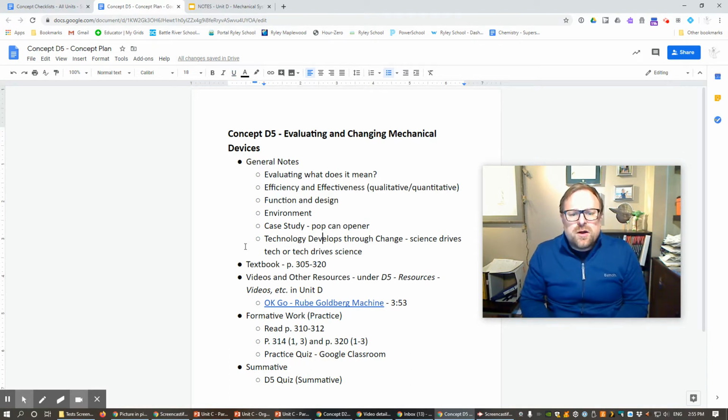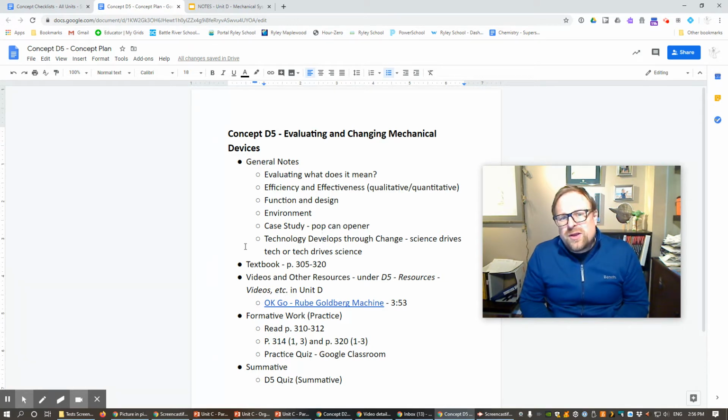So we're first going to talk about what it means to evaluate something, and I'll do that in a moment here, just very briefly. Then we're going to jump into talking about efficiency and effectiveness, versus qualitative versus quantitative, and looking at what that means. We'll talk about function and design in evaluating a machine. We'll talk about environmental considerations.